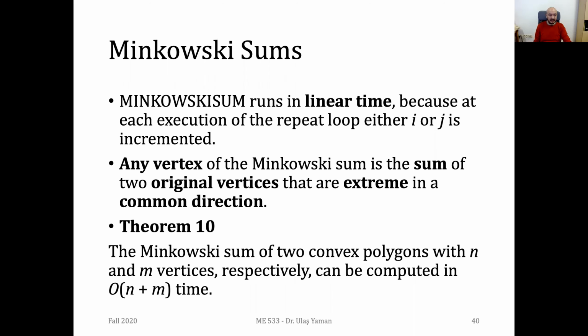As I showed in the example, any vertex of the resulting Minkowski sum is the sum of the vertices of P and R in the extreme directions. And this is the overall theorem. The Minkowski sum of two convex polygons with n and m vertices can be computed in at most n plus m, linear time. So the time complexity depends on the number of vertices our objects have.